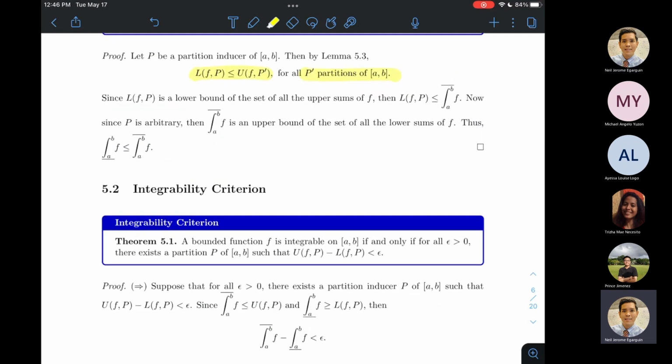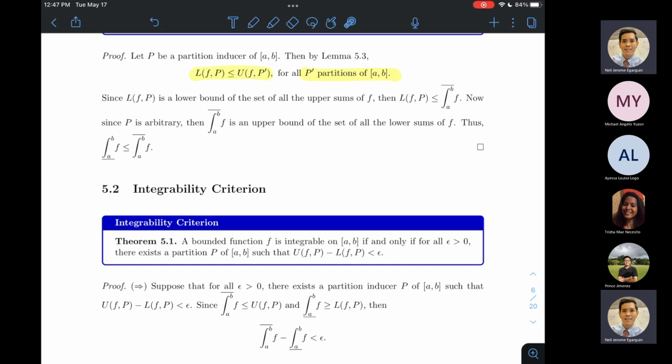Okay? Tapos, makikita natin dito ay si L, etong lower Riemann integral of f with respect to p, ay isang lower bound ng lahat ng upper sums. Kasi ito, arbitrary si p star, si p hat. Si p prime. So, ibig sabihin, si p prime kasi kahit anong partition ni AB. So, ibig sabihin, ito ay lower bound ng lahat ng mga upper sums.